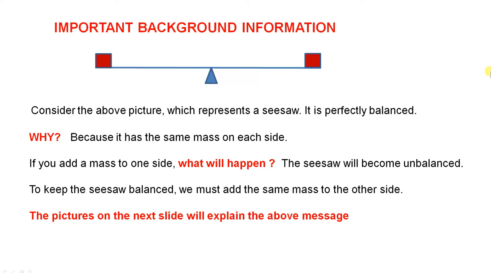Important background information. Consider the above picture, which represents a seesaw. It is perfectly balanced. Why? Because it has the same mass on each side. If you add a mass to one side, what will happen? The seesaw will become unbalanced. To keep the seesaw balanced, we must add the same mass to the other side. The pictures on the next slide will explain the above message.